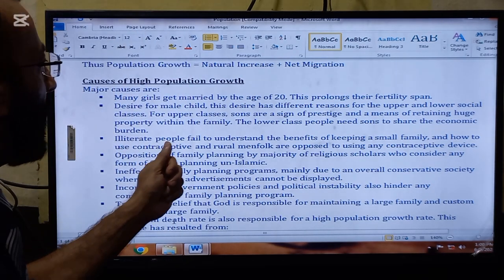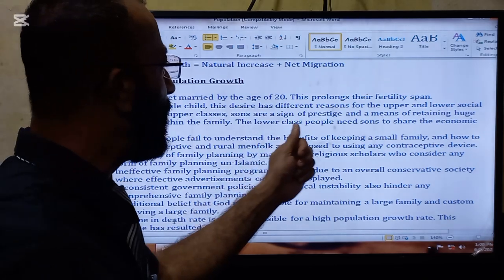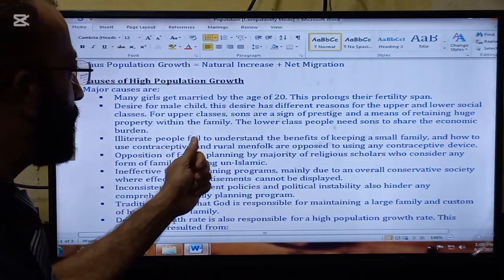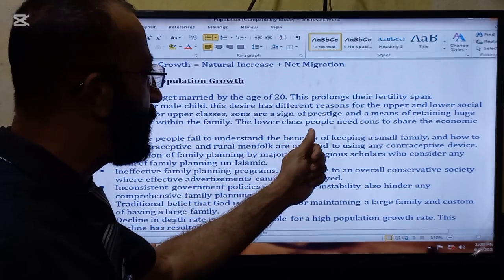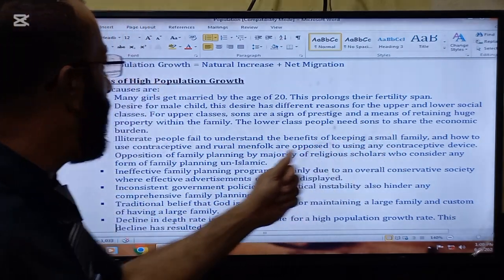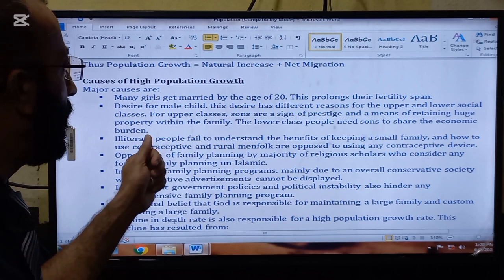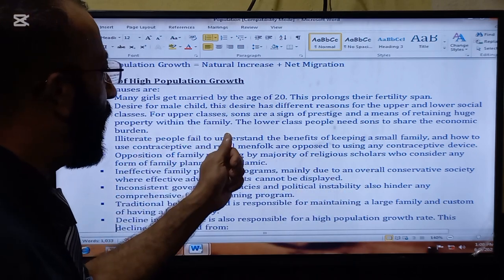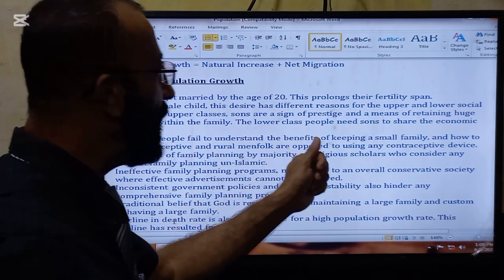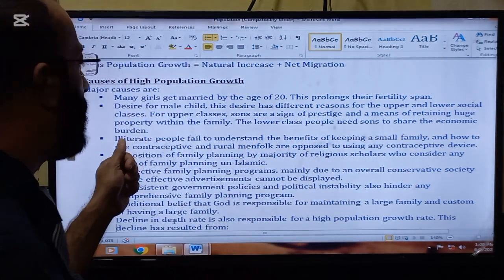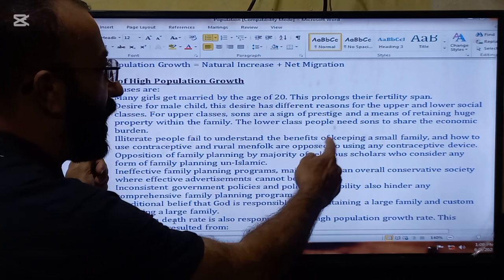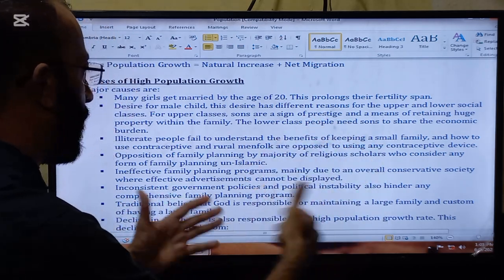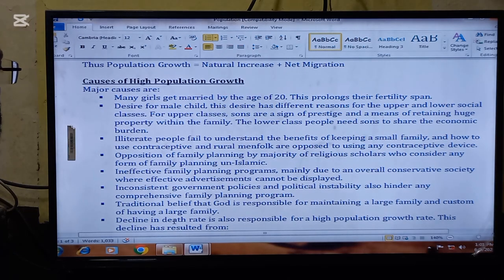Desire for the male child. This desire has different reasons for the upper and lower social classes. For upper classes, sons are a sign of prestige and a means of retaining huge property within the family. That's why they want more and more sons. Whereas in the lower class, people need sons to share the economic burden. So this is the reason they want more sons and daughters.